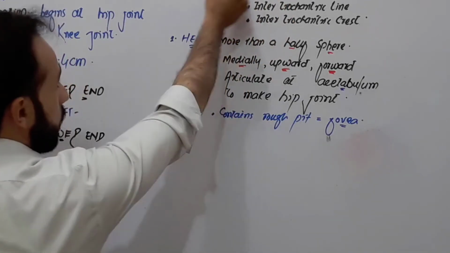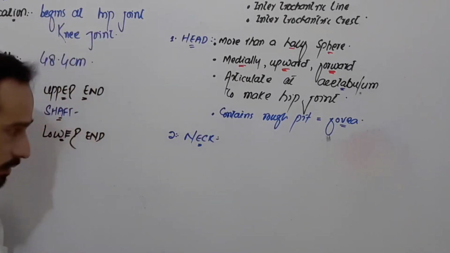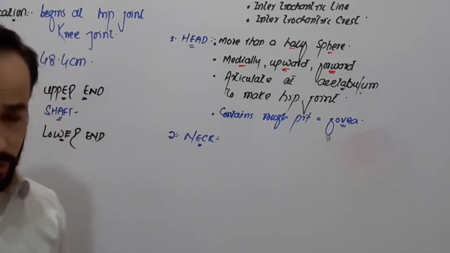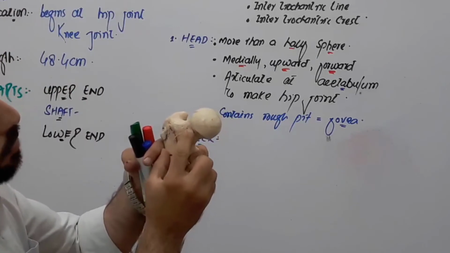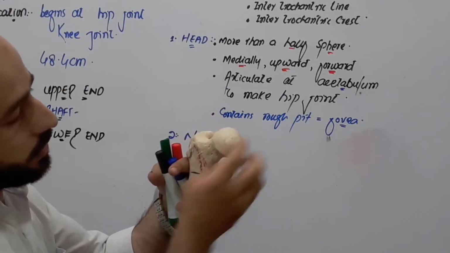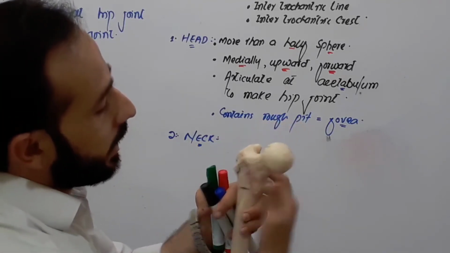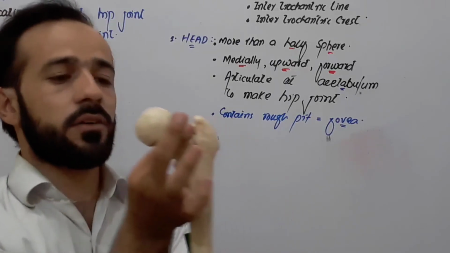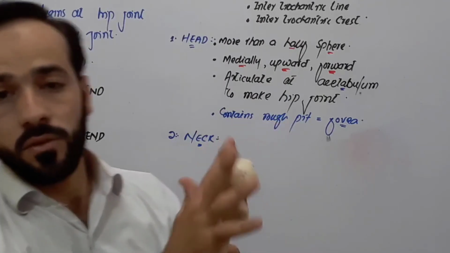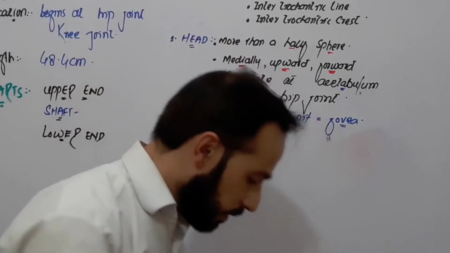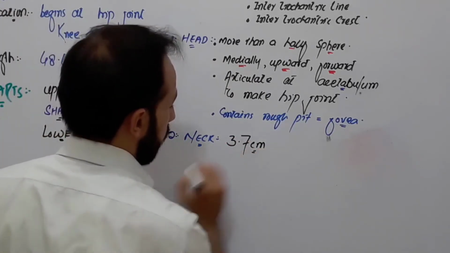about the upper end of the femur is the neck of the femur, right? The neck of the femur starts, right? I will show you here. It begins at the end point of the head, right? And it goes up to the line and the crest, right? This part which I am holding here, this is the neck of your femur, right? Neck of the femur. So the neck of the femur, right, it is about 3.7 centimeter, right?